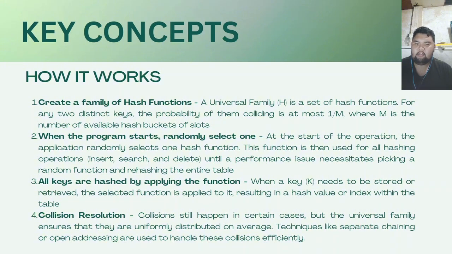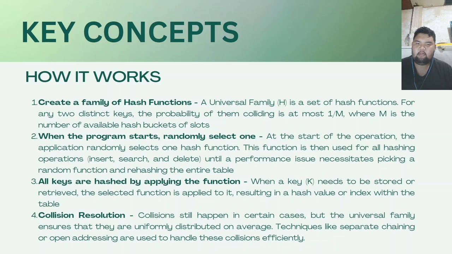When the program starts, randomly select one at the start of the operation. The application randomly selects one hash function, and this function is then used for all hashing operations, which is insert, search, and delete, until a performance issue necessitates picking a random function and rehashing the entire table. All keys are hashed by applying the function. When a key k needs to be stored or retrieved, the selected function is applied to it, resulting in a hash value or index within the table.